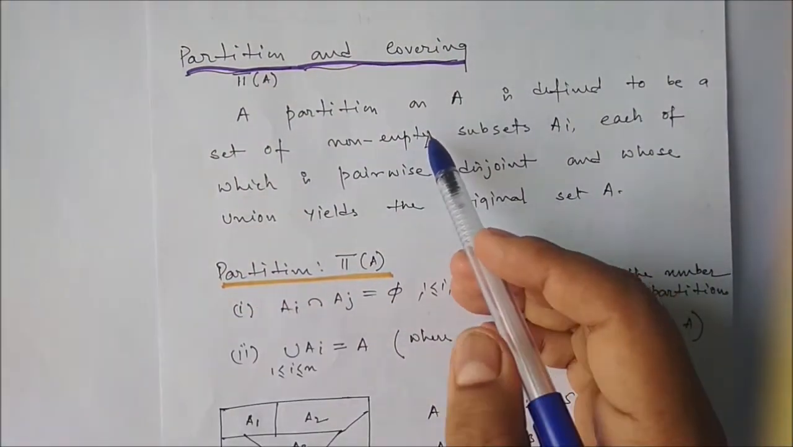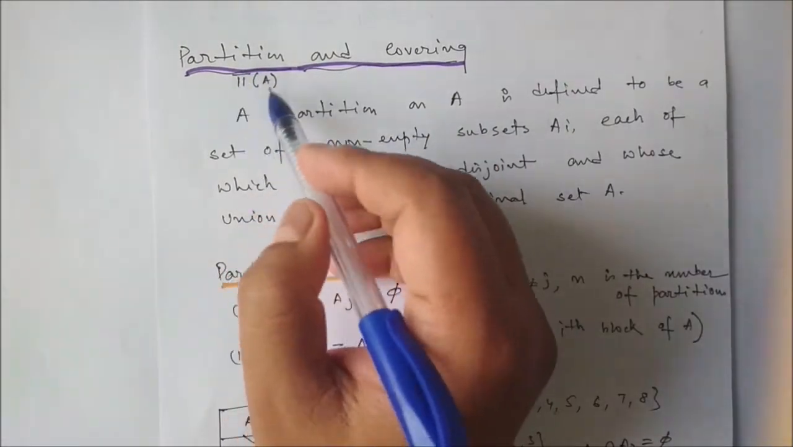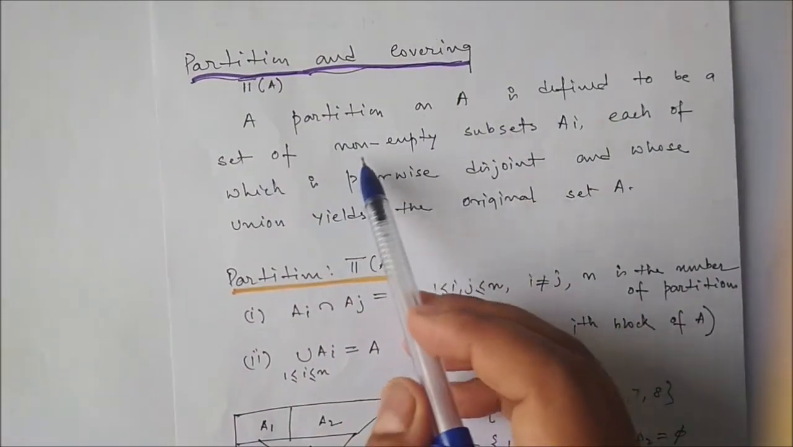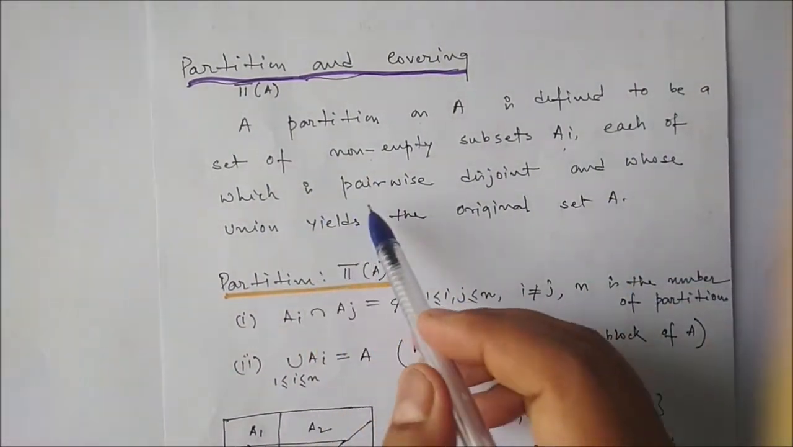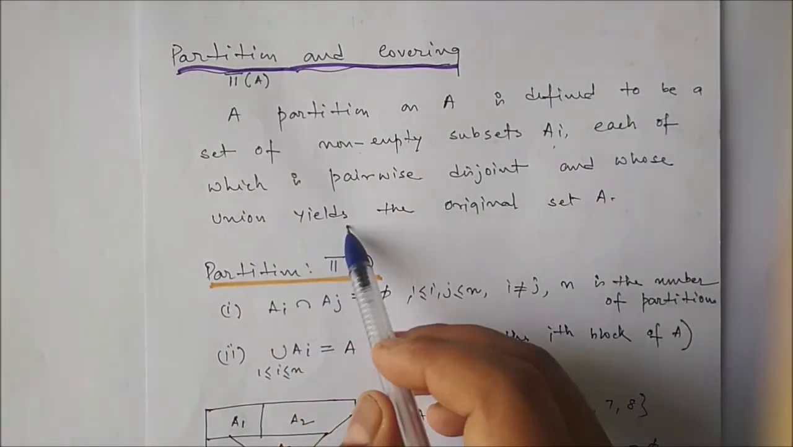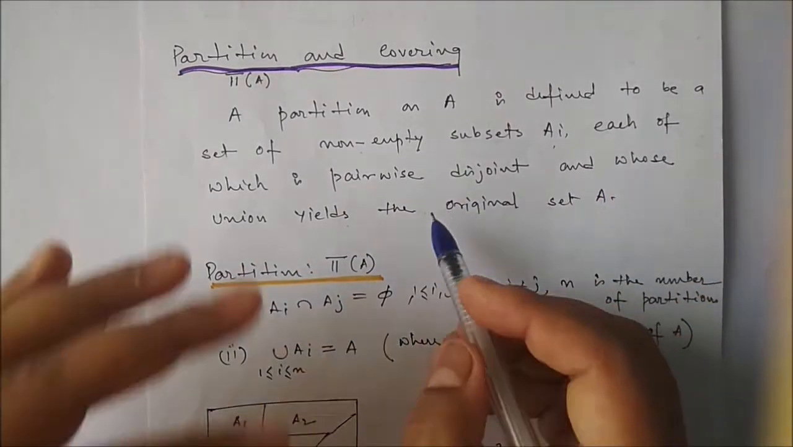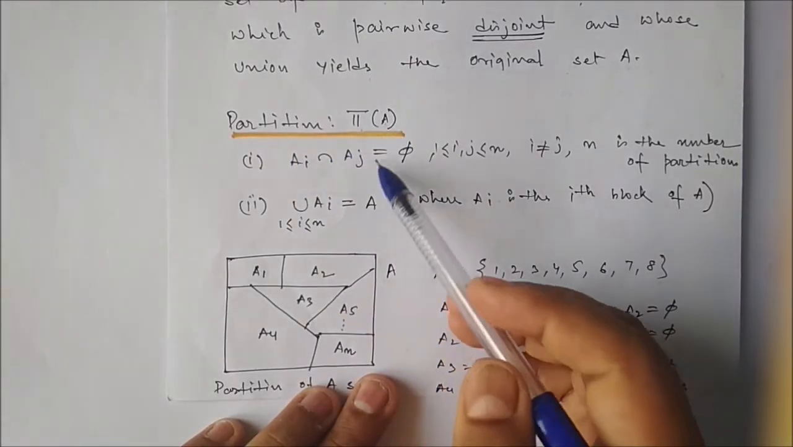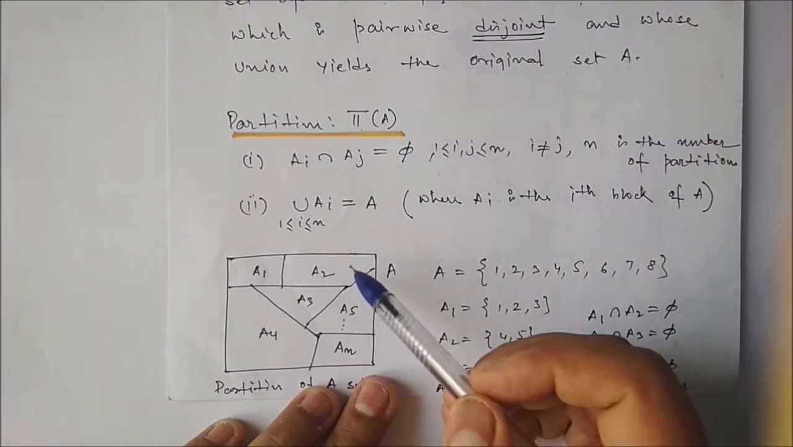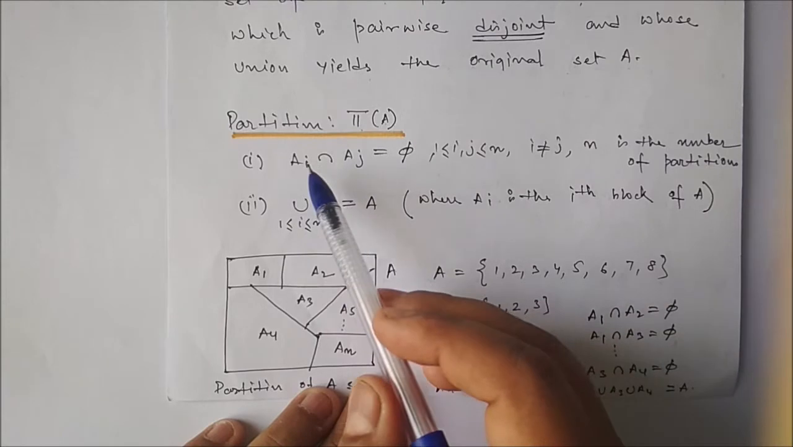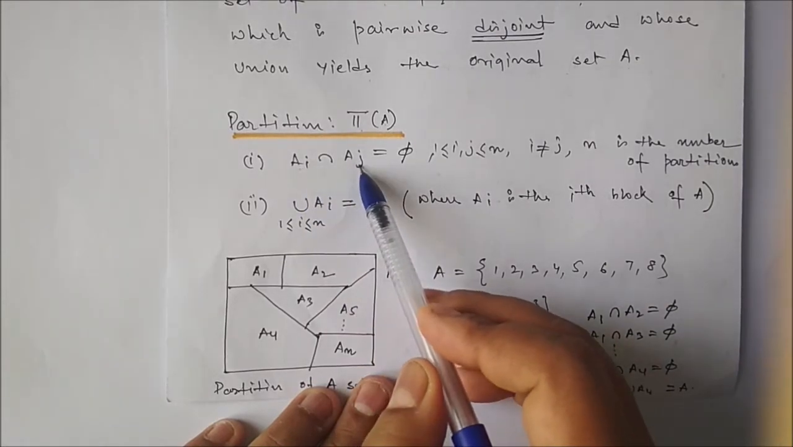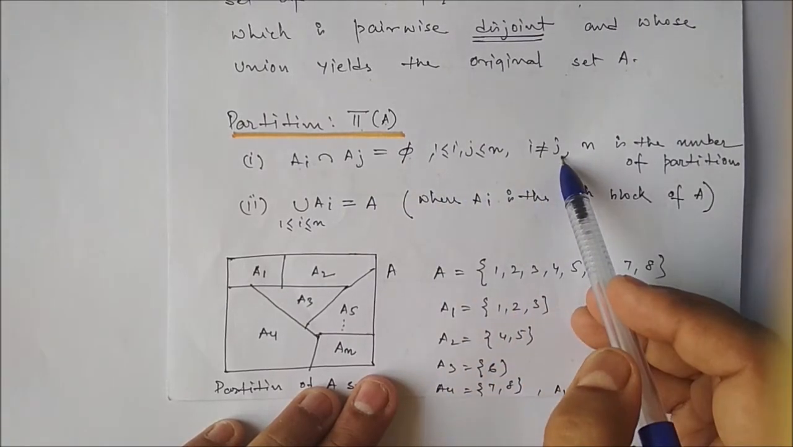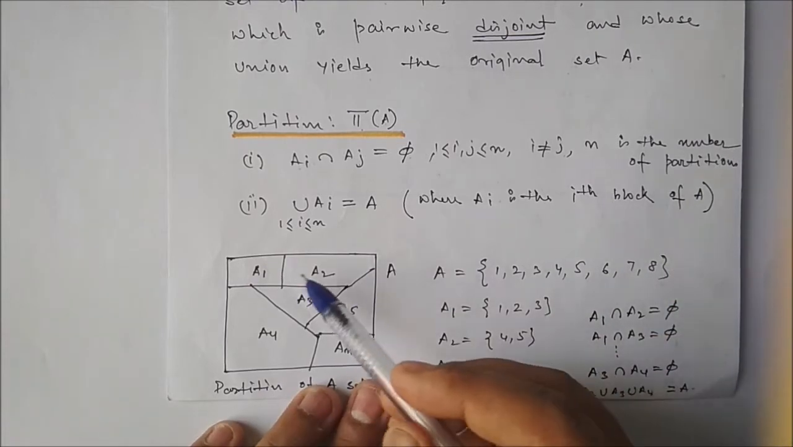Next is partition and covering. For partition we use pi. A partition on set A is defined to be a set of non-empty subsets Ai, each of which is pairwise disjoint and whose union yields the original set A. So remember this one, these are disjoint to each other. Now partition is equal to pi A. A is the whole set, and any two subsets Ai intersect Aj should be phi, where i and j vary from 1 to n, i not equal to j, and n is the number of partitions. So all the partitions are disjoint.